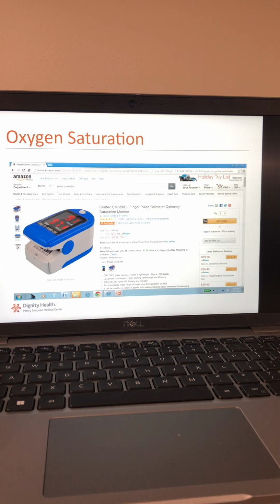Oxygen saturation. This one's 20 bucks on Amazon. They're not that expensive. I've even bought them on Groupon. There's some that ship per piece, but others you could buy like 2 or 3 and only pay 1 shipping. So I've bought them for $5 a piece and then paid a flat $10 for shipping. It's always a good idea to have a couple of them. It doesn't do you any good to have it at home if you're out and about and experiencing shortness of breath.